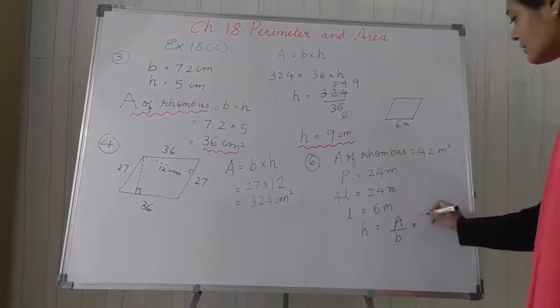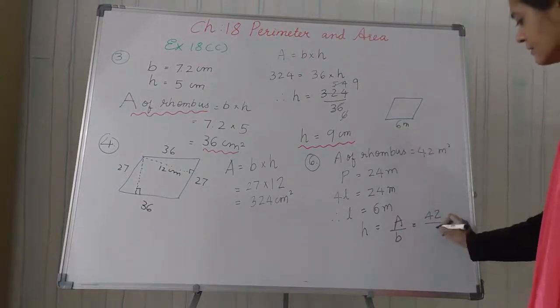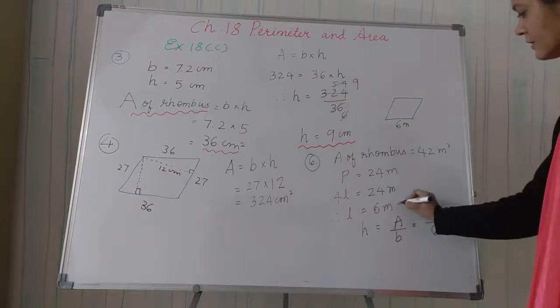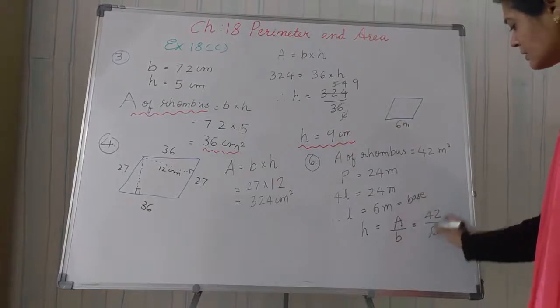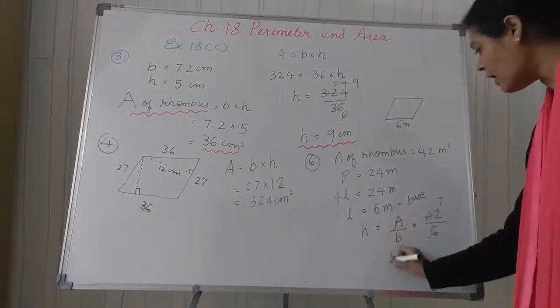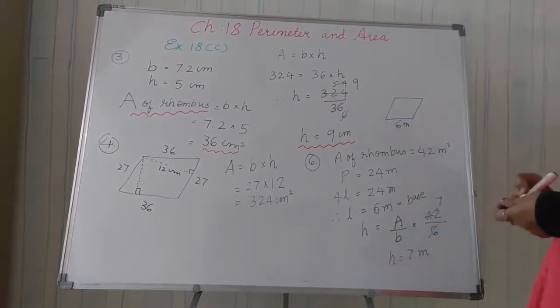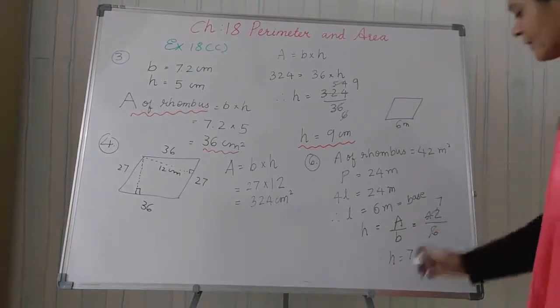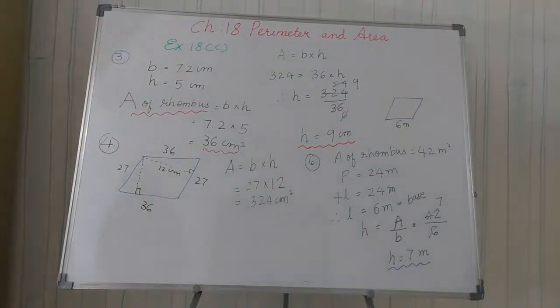So the area is 42 meters square and the base is 6 meters. This is nothing but the base here, right? So now 6 7s are 42. So height is equal to 7 meters. So here we found our question 6 answer, that is height 7 meters. So students, now you understand what the rhombus is, how its perimeter and how we can find the height.